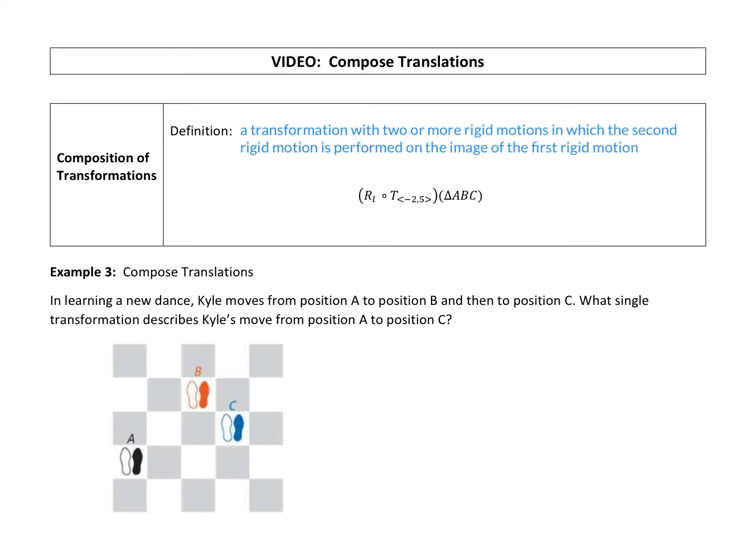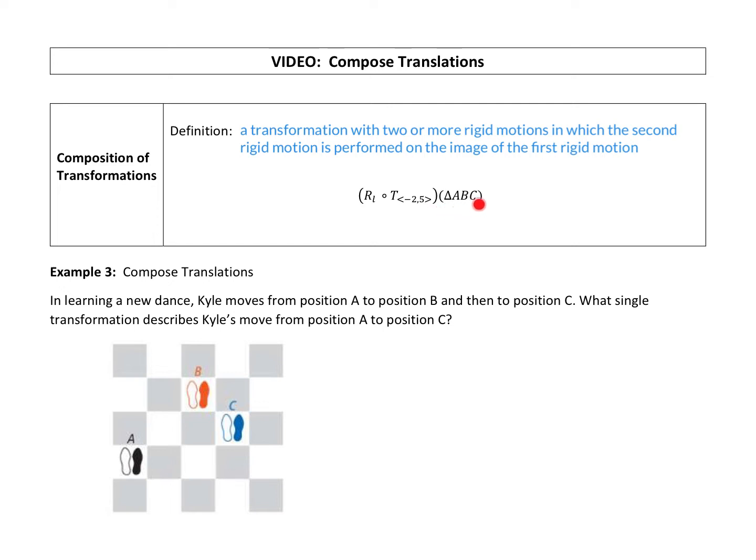All right, in this video, we are going to compose translations. We're going to look at composition of transformations. So by definition, what is a composition of transformations? The definition is a transformation with two or more rigid motions in which the second rigid motion is performed on the image of the first rigid motion.